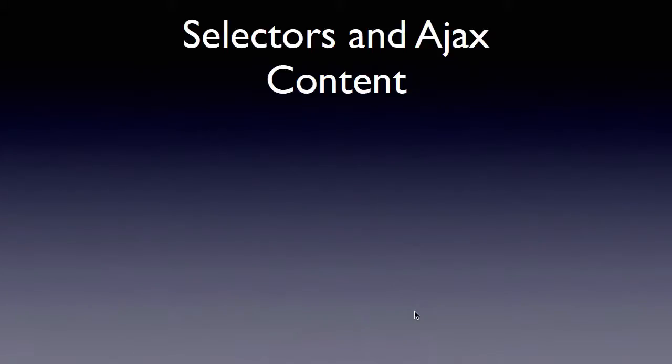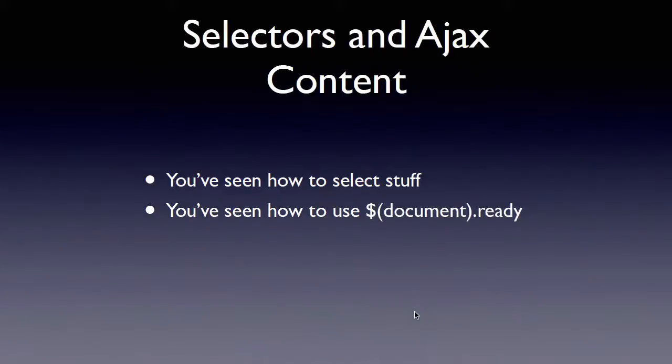So let's talk about one more thing that comes up when you use Ajax, specifically selectors and Ajax content. Now, you've seen how to select stuff. I talked about how important selectors are, and you've seen many, many examples. You've also seen how and why to use document.ready. You can't select something that may not be there yet. So using document.ready is a way of saying, you know what, probably all my stuff is ready. Now I want to select against it. But unfortunately, Ajax really kind of throws a wrinkle into this.